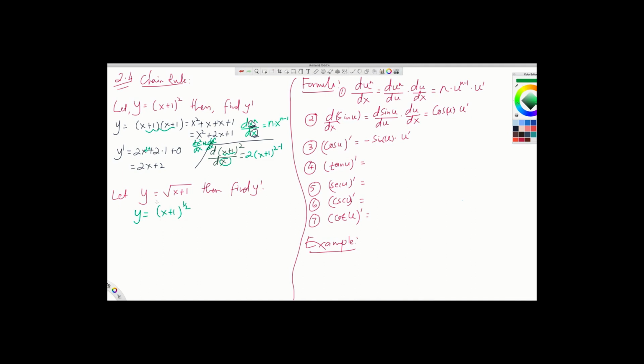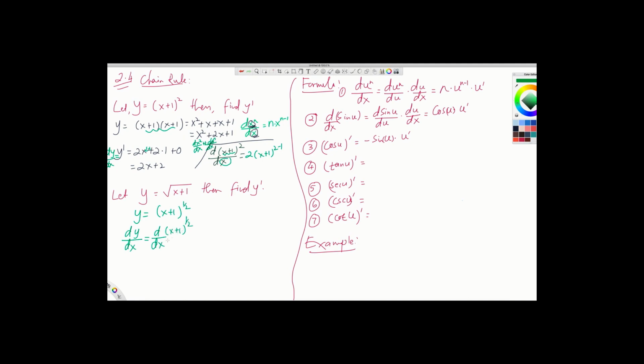So if I want to find the derivative, do you know that dy over dx is the same as y prime? These are just different notations for the same thing. If you want to find the derivative of this, you write dy over dx. I'm finding it with respect to x because x is the only variable here. And then you write d over dx of x plus 1 to the 1/2, right?